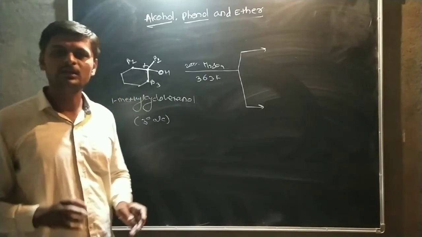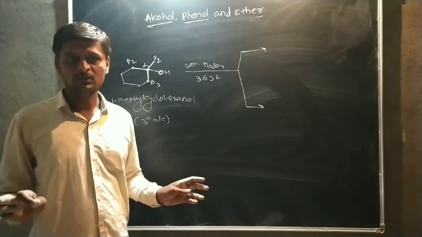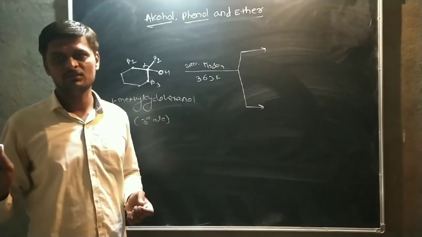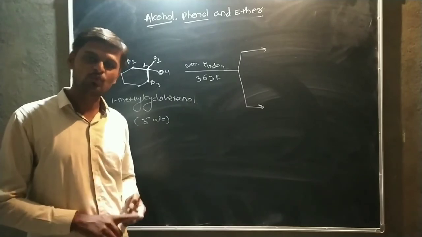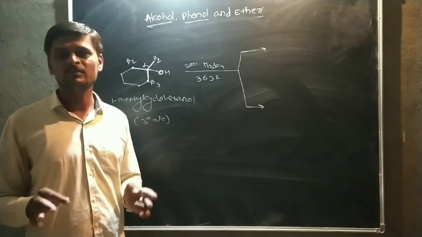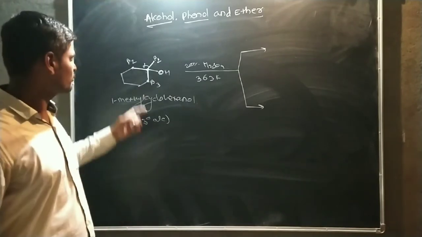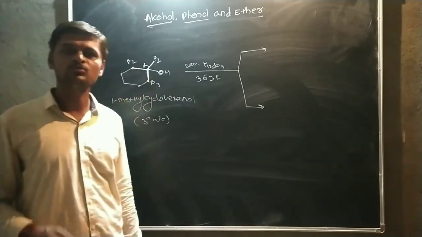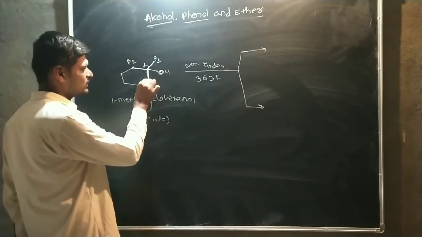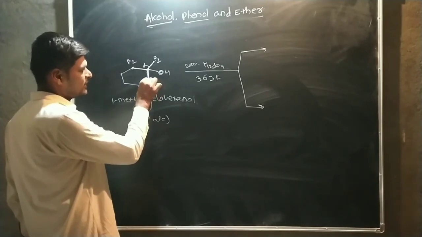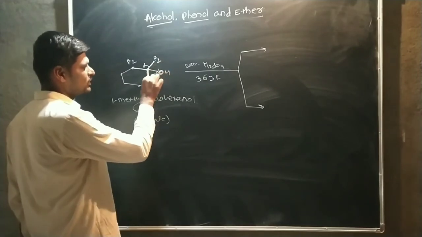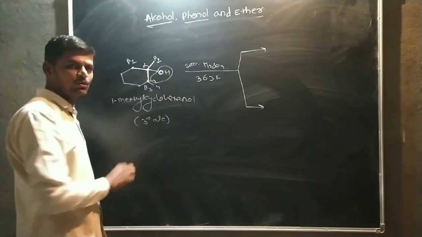These two beta carbon atoms are similar in number of substituents. That means for beta 2 or beta 3, both carbon atoms contain the same number of substituents. Therefore, out of these two beta carbon atoms we consider only one. Now we consider this carbon atom. This carbon atom contains two hydrogen atoms. Out of these two beta hydrogens, one hydrogen should be eliminated with the hydroxyl group.